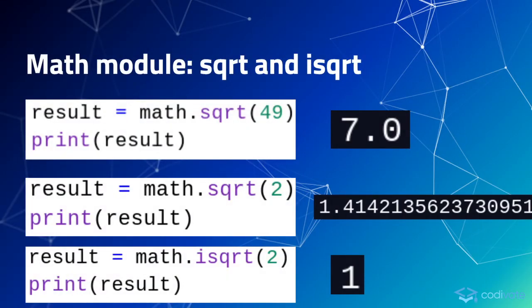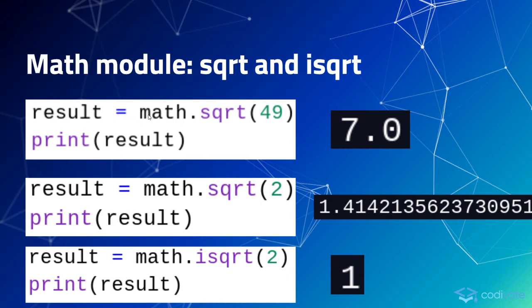Okay, so here's another math module method. If you want to find the square root of a number, we can use the sqrt function. And we don't have to type out square root. We could just do sqrt. And this is the math method used to find the square root.